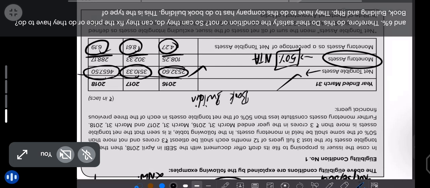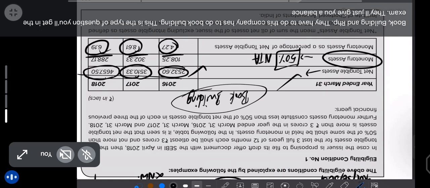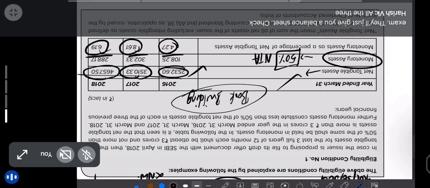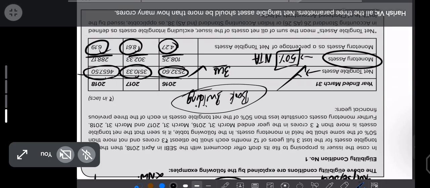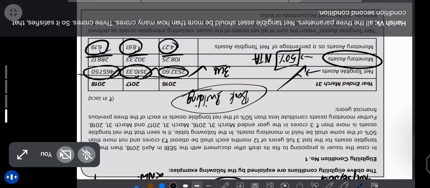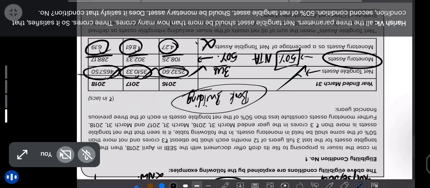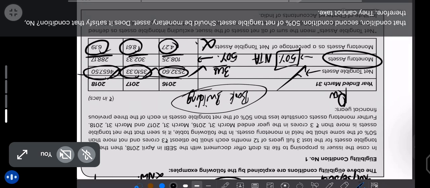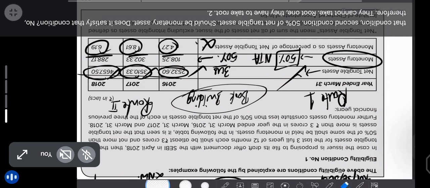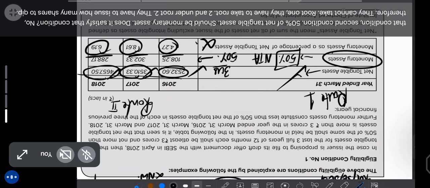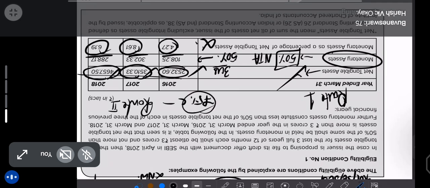This is the type of question you'll get in the exam. They'll just give you a balance sheet, check all the 3 parameters. Net tangible asset should be more than how many crores? 3 crores. So it satisfies that condition. Second condition, 50% of net tangible asset should be monetary asset. Does it satisfy that condition? No. Therefore, they cannot take route 1. They have to take route 2. And under route 2, they have to issue how many shares to QIP? 75%. Okay. Extremely likely question in the exam.